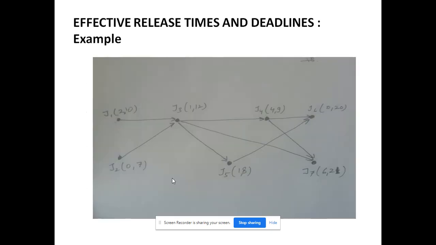From this figure we can see how we calculate the effective release time and deadline of any job.